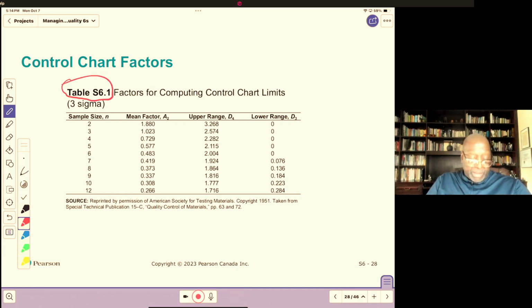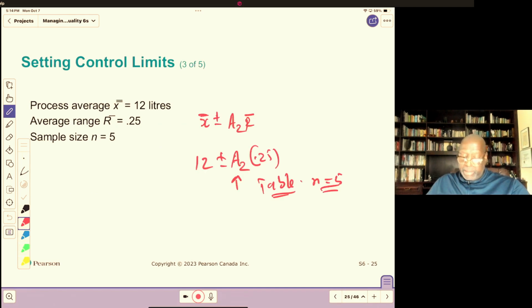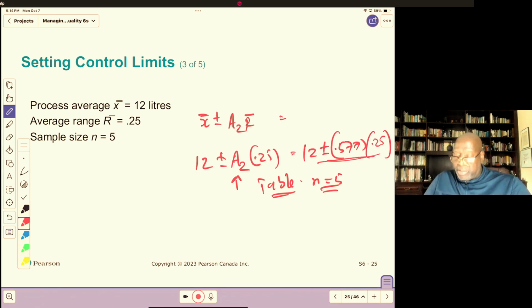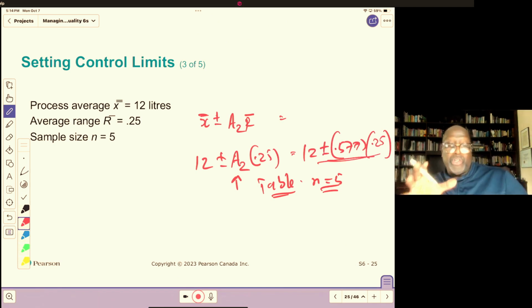So for a sample size of 5, we will use an A2 factor of 0.577. So if I go back here, I would have to put 12 plus or minus 0.577 times 0.25, which will then give us the upper and lower limits for this average chart or the mean chart. All right.